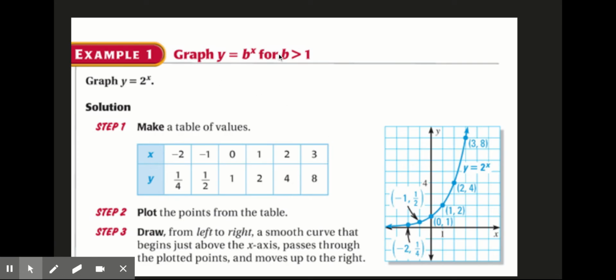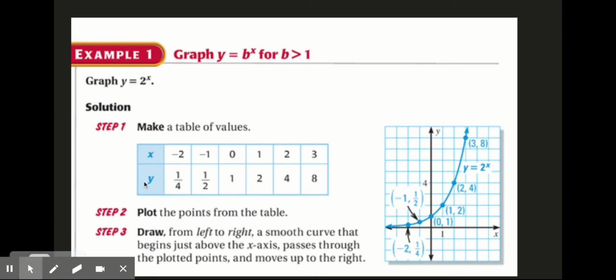So here we have a great little example, right? Y equals 2 to the x. And I would call that pretty much your standard parent function here. 0, 1, 1, 2, 2, 4, 3, 8, and then getting smaller in the other direction.